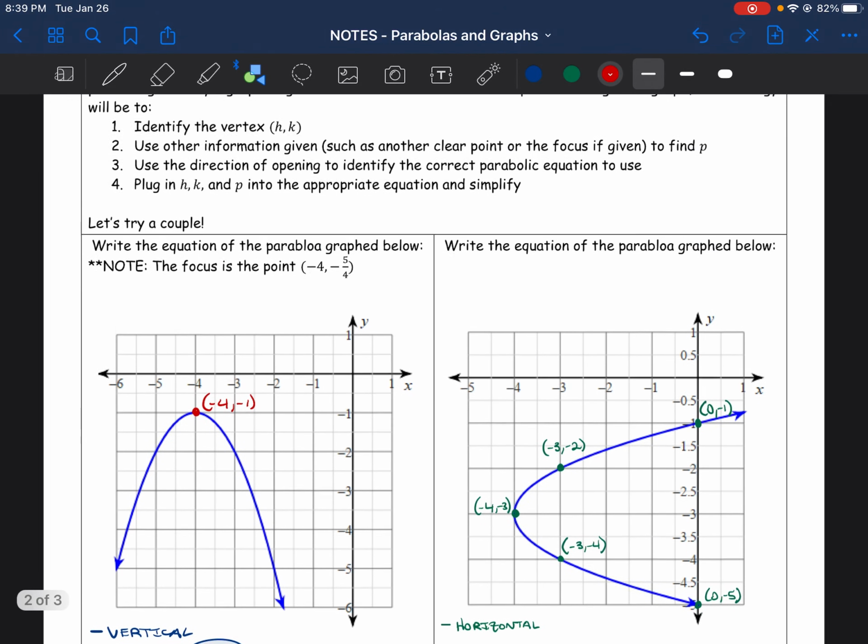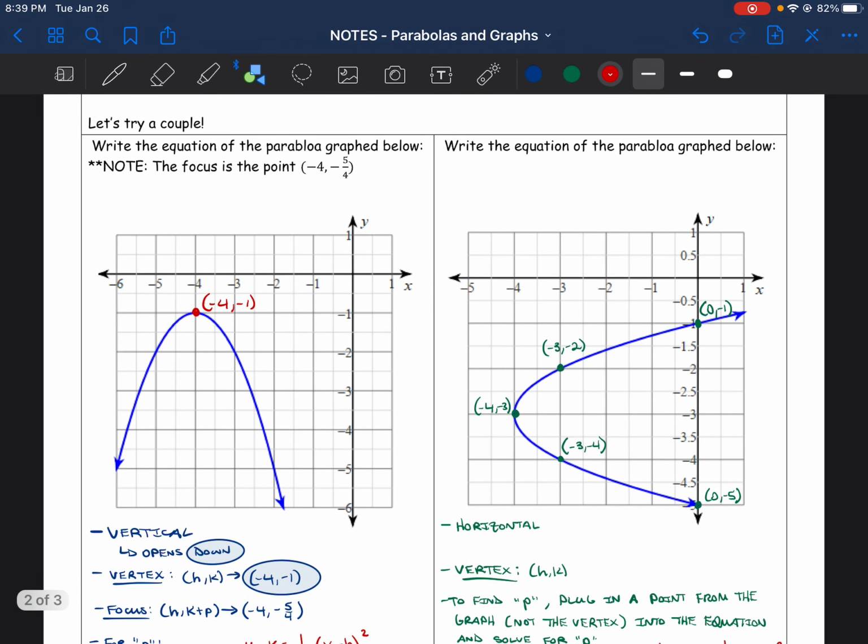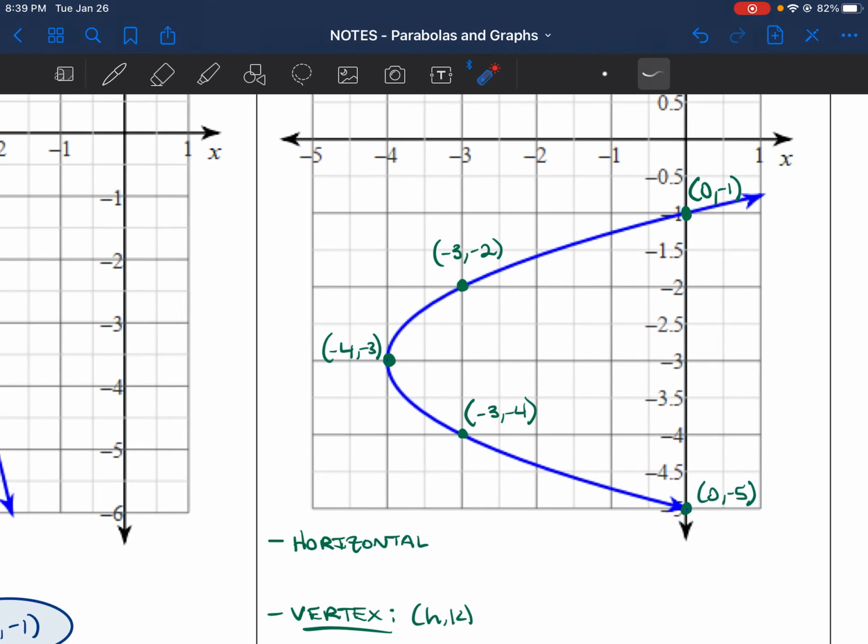All right, let's look at another example, but notice in this example, we're only given the graph and we're not given any additional information. We're not going to be given the focus point to help us find the p-value. So let's talk our way through what we're going to have to do here. Notice that on the graph, I've gone ahead and labeled all the clean points that I can see. These are all points that are on the parabola itself.